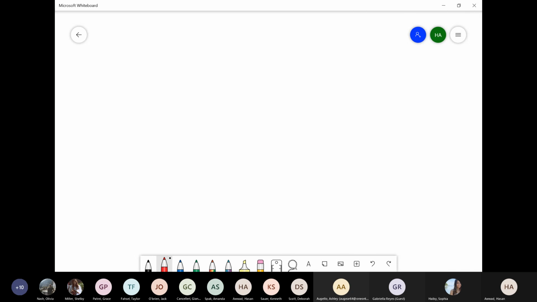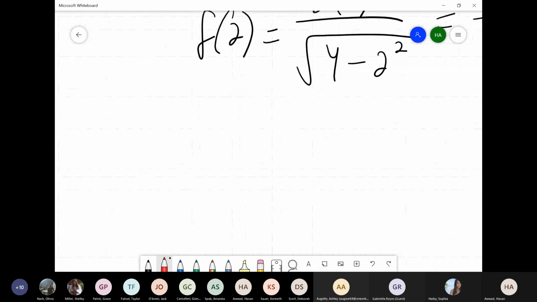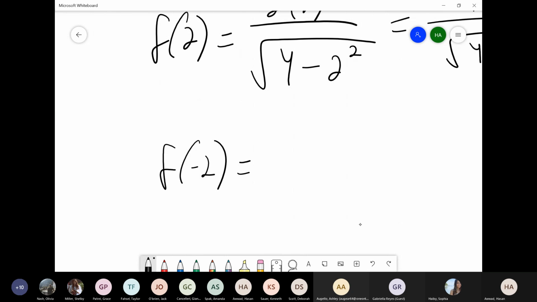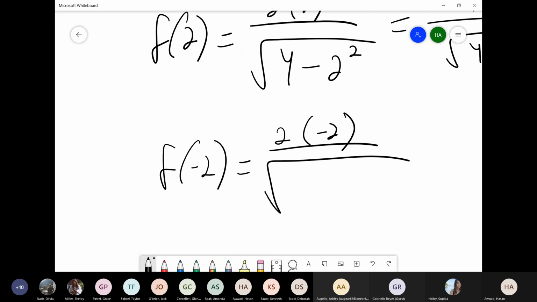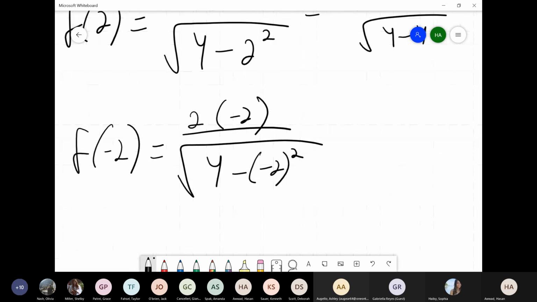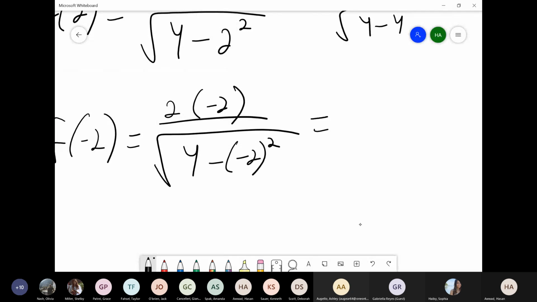So that was f of 2. Now we have to plug in f of negative 2. Hopefully you guys are starting to see a pattern here, or at least recognize some sort of intuition. So we're going to get 2 times negative 2 up top. We have the square root of 4 minus negative 2 squared. And once again, we get negative 4 up top now instead of positive 4.